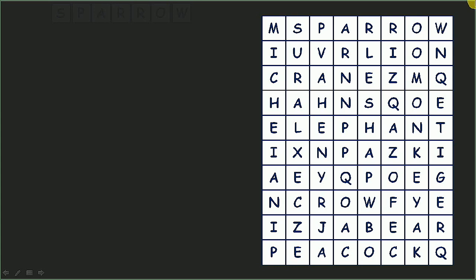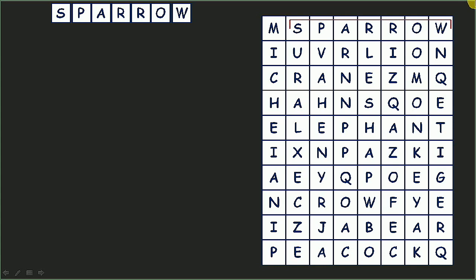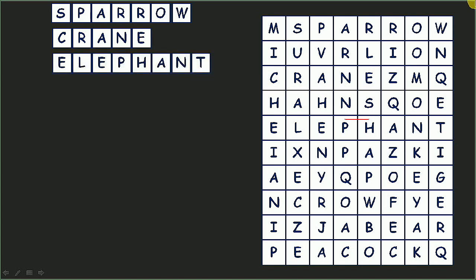Let's see now. We have animals' names available to us by searching them in the grid. Crane in that grid is there. Next, elephant in that grid. Yes, here is there.